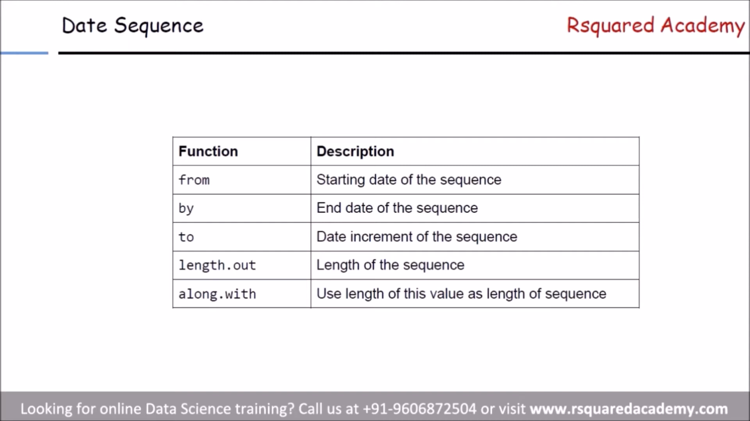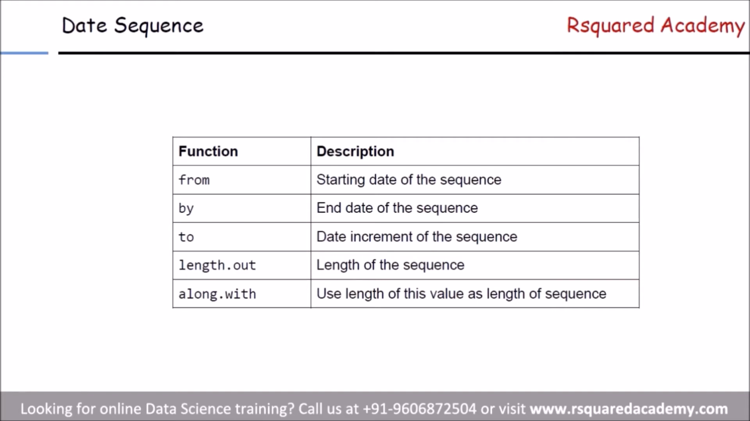Now the by argument is used for the date increment of the sequence. Then length.out can be used to specify the length of the sequence, and along.with is another argument. The length of the value supplied to this argument will be used as the length of the sequence. So all of this will become clear as we start going through the examples.